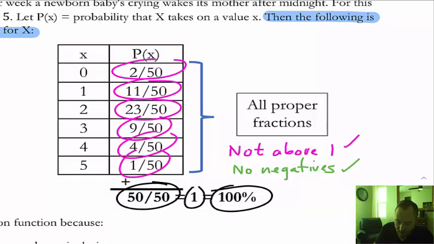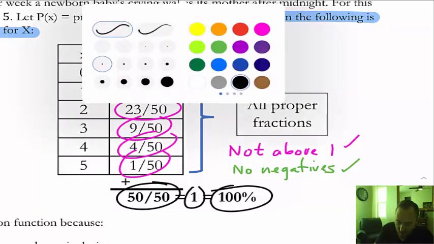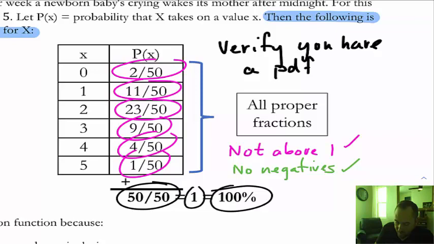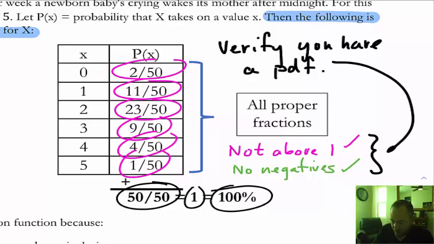That will be the questions in the homework problem. It says to verify you have a PDF. All you have to do is make sure that you don't have any negatives and nothing's above the value of 1. And then the last point is to make sure that the total of all the probabilities is equal to 1.